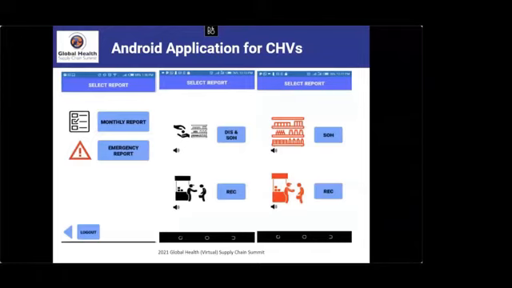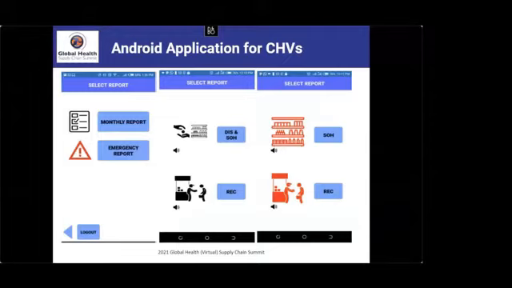We will look at the Android application for the CHVs, which is displayed on the screen. So the CHV is able to submit monthly reports. And these are the stock on hand, what has been dispensed during the month, and what has been received during that specific month. And then they're able to submit emergency reports.